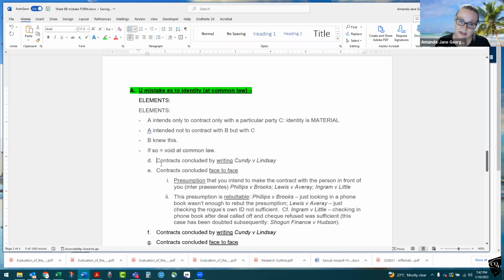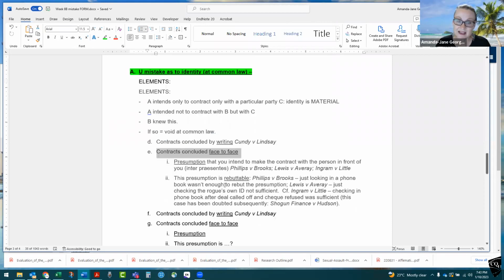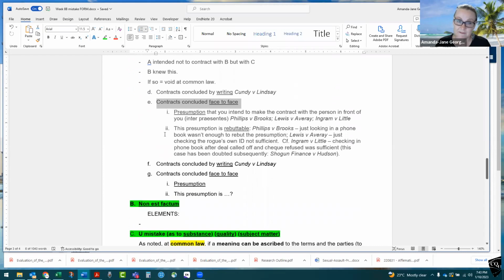Now, interestingly, there's a couple of little distinguishing factors here according to whether the contracts were concluded by writing or whether it was face-to-face. If contracts were concluded by writing and your client can satisfy these elements, then it's just going to be void at common law. And with contracts concluded face-to-face, it's harder to get out.